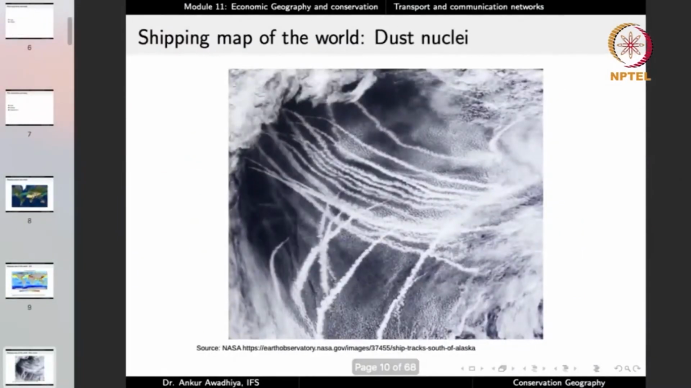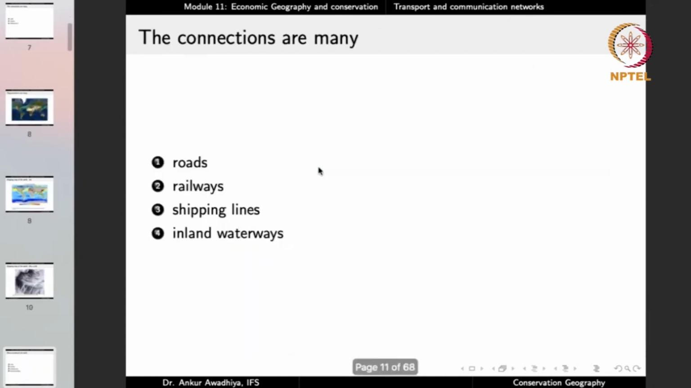Similarly, if we look at the individual ships that move through these areas, we find that there is a large amount of dust that gets released through these ships. And dust, as we have already observed, acts as nuclei for condensation. And so if we take a ship, we can very easily find out the exact route through which the ship has moved by looking at the dust nuclei in the atmosphere. So these modes of transport and communication, they have their own conservation implications.